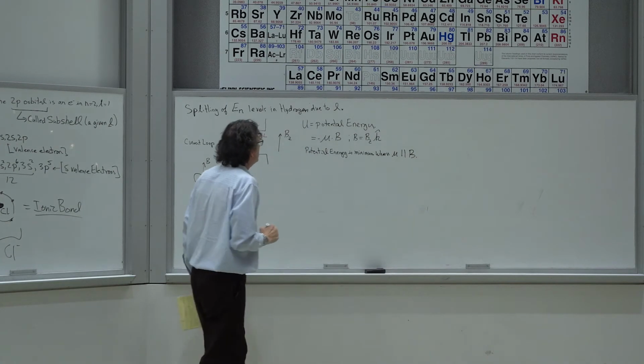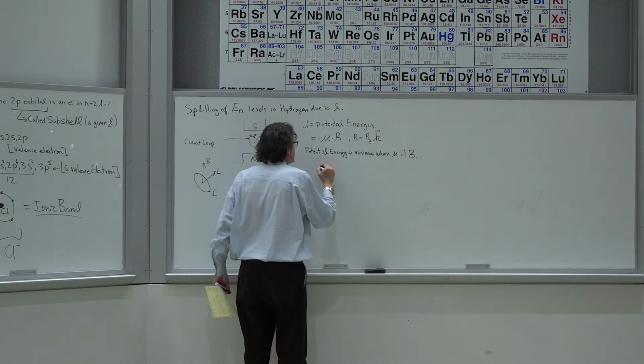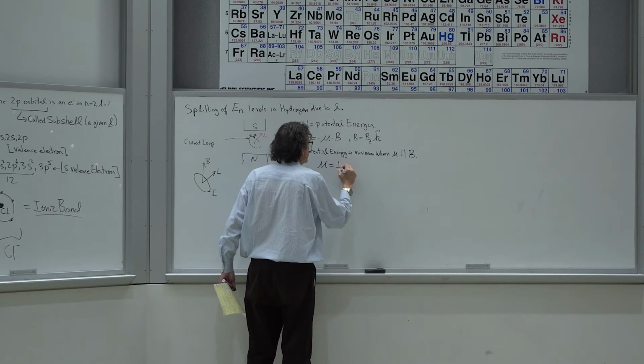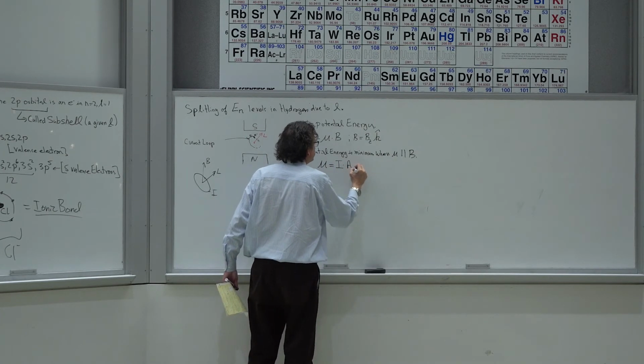Now, we haven't defined mu yet. It may have been a while since you remember this in 273, but mu is equal to the current in the loop times the area. Right?